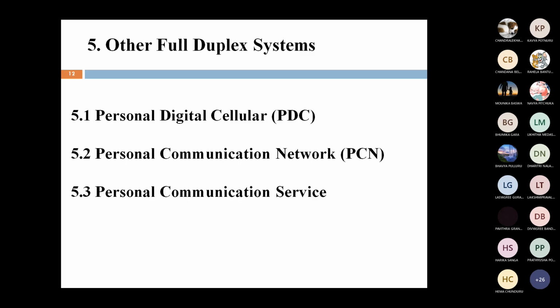Next, we go for the other full duplex systems. Do you know what a full duplex system means? At a time, both terminals can converse. The examples of other full duplex systems are: first, PDC, personal digital cellular; second, PCN, personal communication network; and third, PCS, personal communication service. Now we discuss them one by one: PDC, PCN, and PCS.